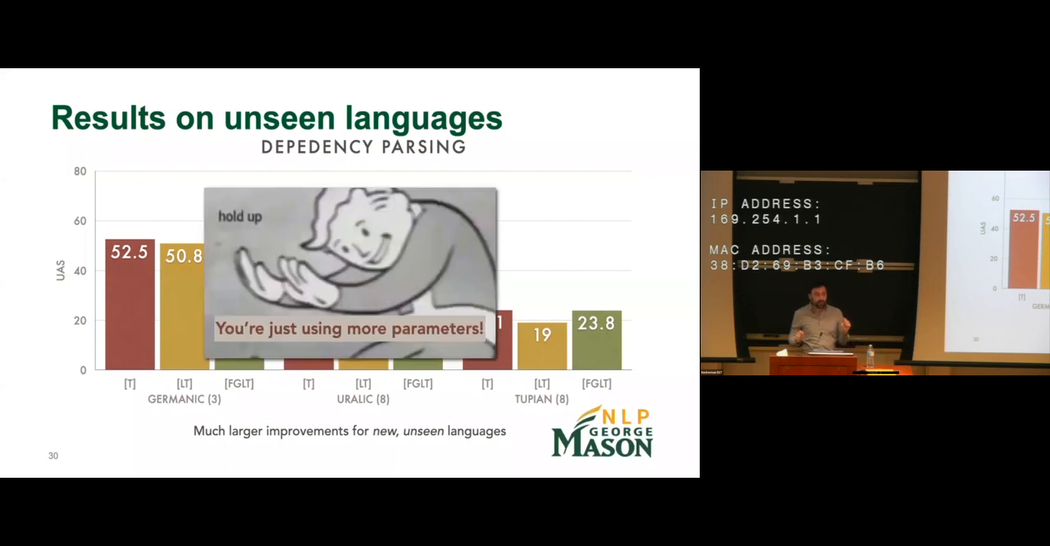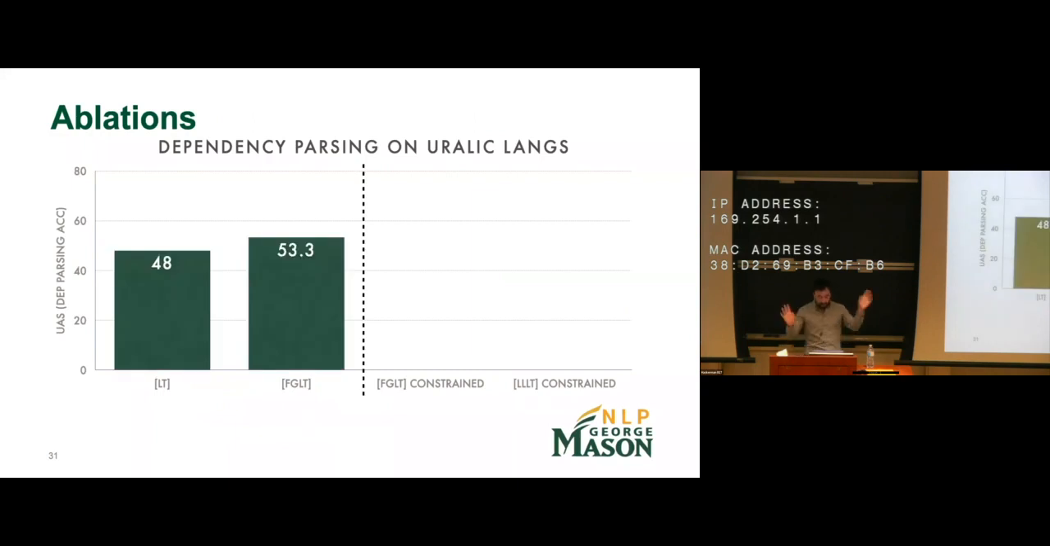And you could also say, hey, hold up, the baselines that you're using use one adapter, right? The language adapter. Your models use three adapters, the family, the genus, and the language adapter. And you'd be fair. So we did this ablation. On average, I'm only showing you results on Uralic languages, but these hold up across others.